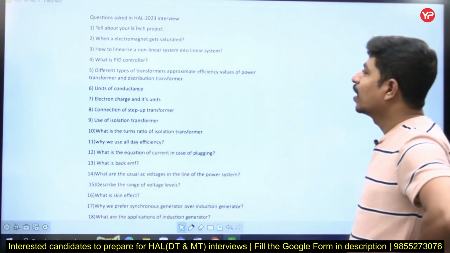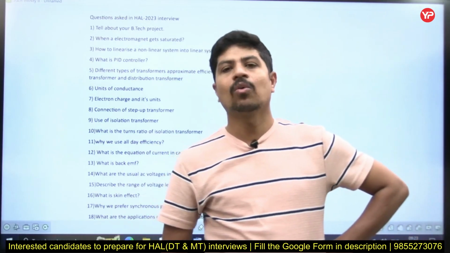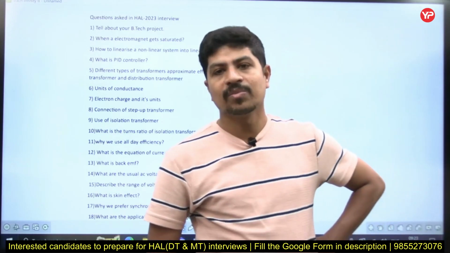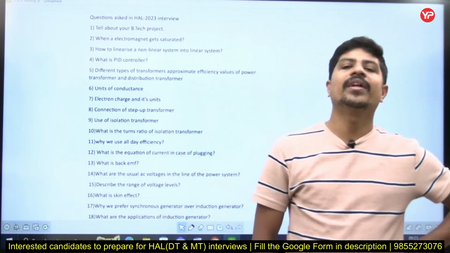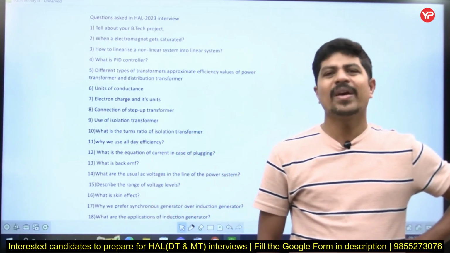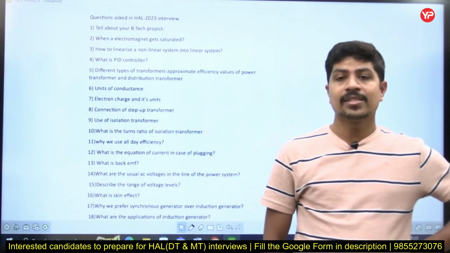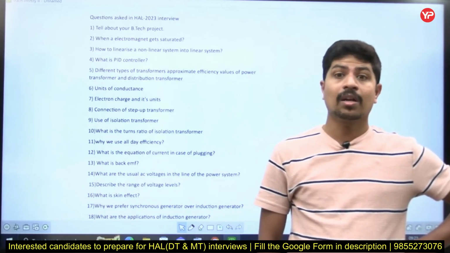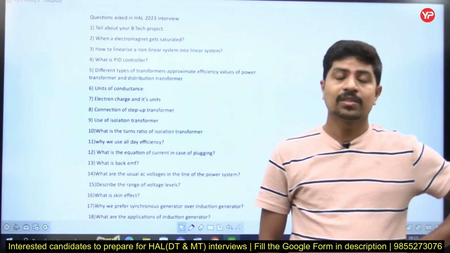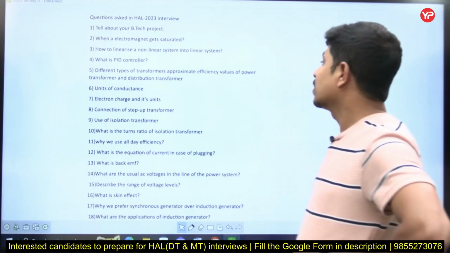Next question is, how to linearize a nonlinear system into a linear system. He is asking how to linearize a nonlinear system into a linear system. I think you all might have studied piecewise linearity. So this is a general concept. If you studied signals and systems, or mathematics or network analysis, in all these three subjects you will study about linear and nonlinear systems. It is not that deep a question, and you know that answer very easily.